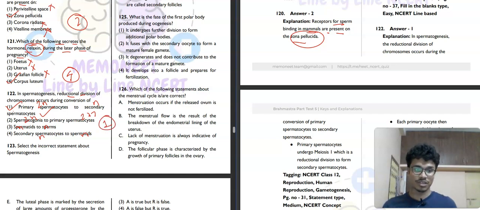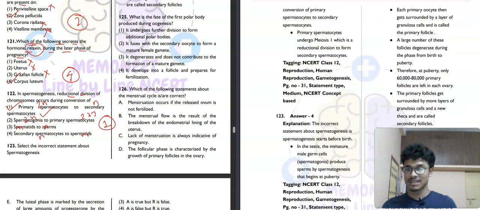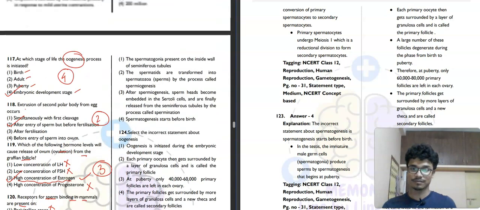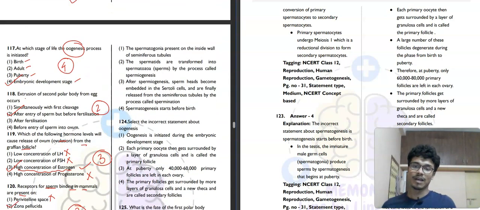Moving towards the next question, 123. Select the incorrect statement about spermatogenesis. The spermatogonia present on the inside wall of the seminiferous tubule, correct. The spermatids are transformed into spermatozoa by the process of spermiogenesis, absolutely correct. After spermiogenesis, sperm heads become embedded in the Sertoli cell and are finally released from the seminiferous tubules by the process called spermiation, absolutely correct.